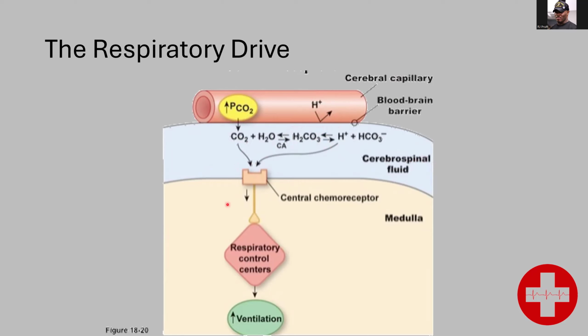This is our chemoreceptor that we talked about in class. This acid molecule binds to the chemoreceptor, and that tells our respiratory centers to start ventilating more because we have more acid than we need in our blood. I'm going to keep it at that, not go too far into it.